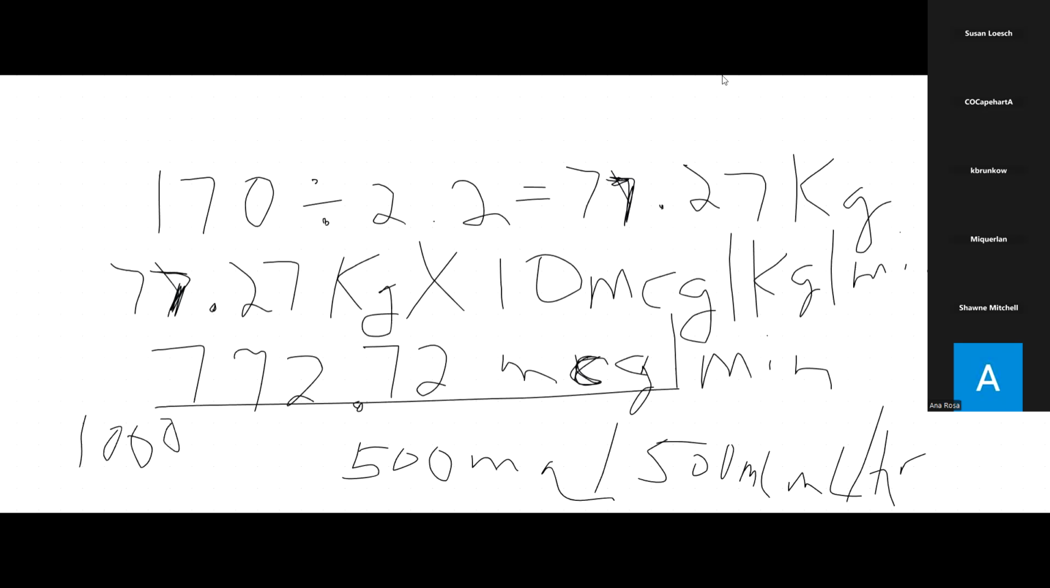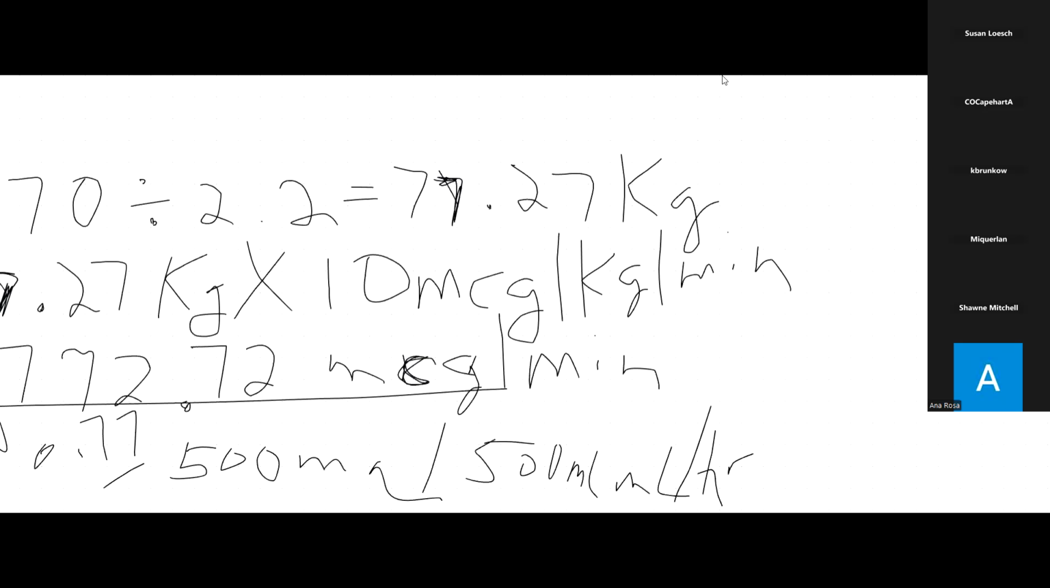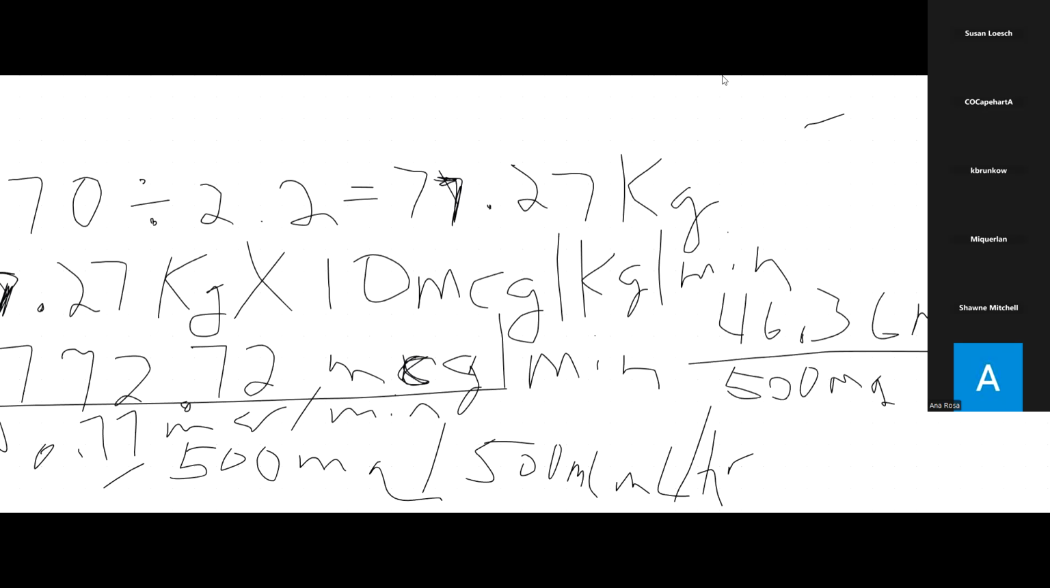Now I have 0.77, okay? And it's milligrams per minute, right? I have to get it to milligrams per hour, so I'm going to multiply by 60. And that gives me 46.36 milligrams per hour per 500 mL. So milligrams is going to cross out, and I'm going to be left with mLs per hour. Now I just have to do the math.